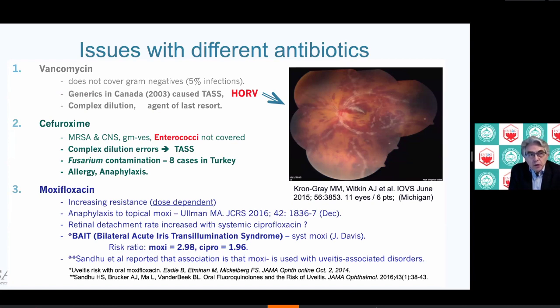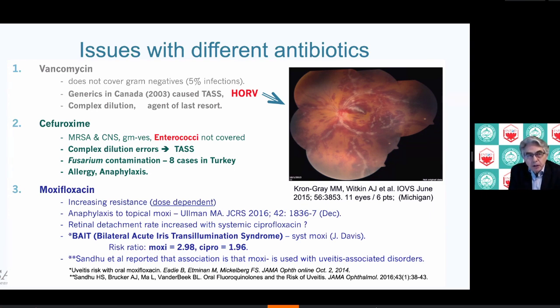So the first drug I used to use was vancomycin on the advice of Dr. Gimbel in 1992 or so. And what happened in Canada is in 2003, they began to give us only generic vancomycin, and that drug preparation was known to cause TAS, so we didn't want to use it. So I then changed to moxifloxacin.